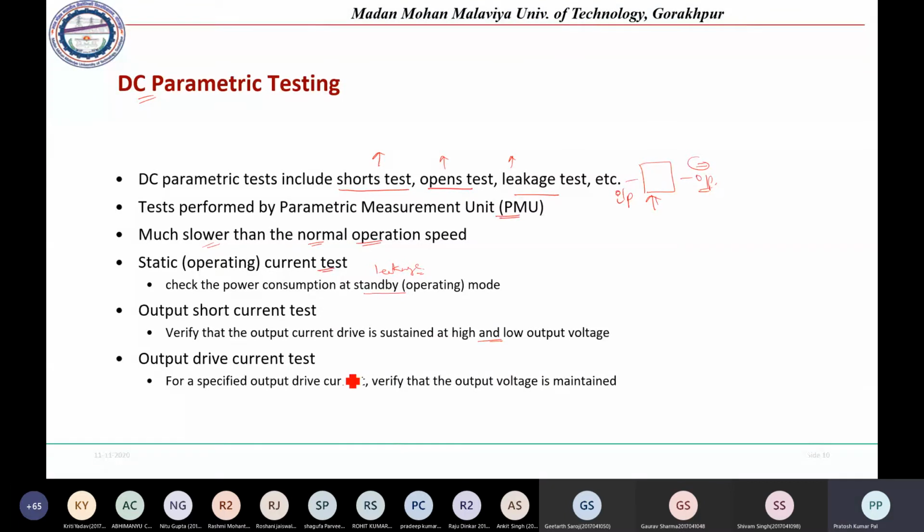test. In that we check it for maximum output, whatever load is connected to the device. If a load is connected, then what should be the current flowing through the output terminal, that we test in the DC parametric test.